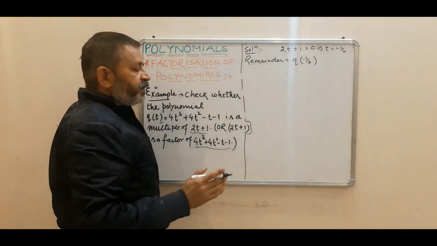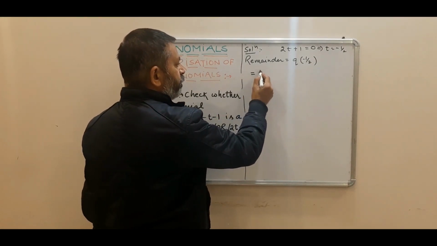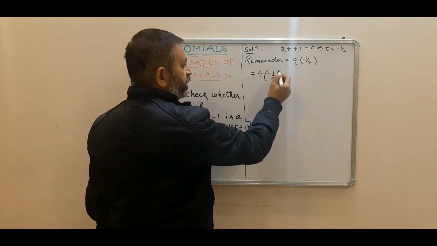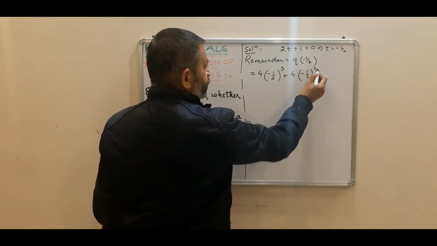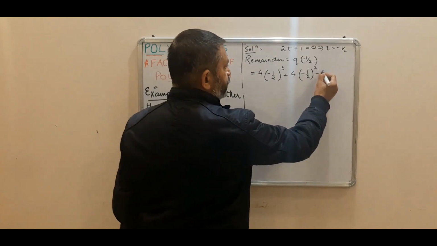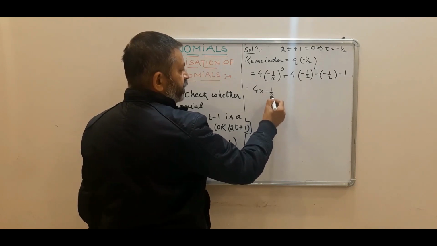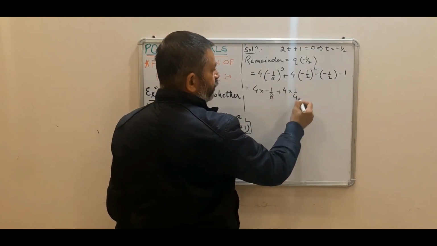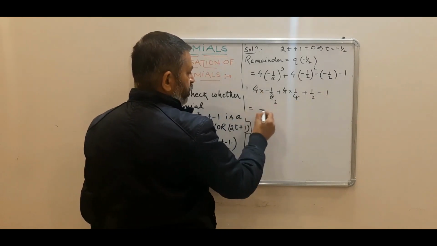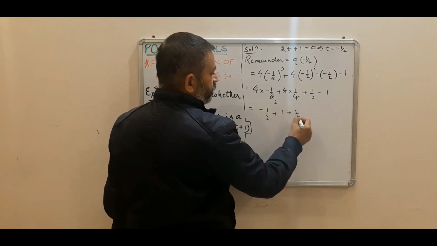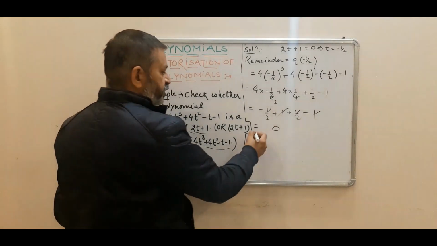So now to find remainder, we'll put t = -1/2 in this given polynomial. So it is 4 times (-1/2)^3 plus 4 times (-1/2)^2, in place of t we are putting minus half. It will become 4 into -1/8 plus 4 into 1/4, minus minus plus 1/2, minus 1. So it will become -1/2 + 1 + 1/2 - 1. Everything will be cancelled out. We are left with only 0. So it means remainder is coming as 0.